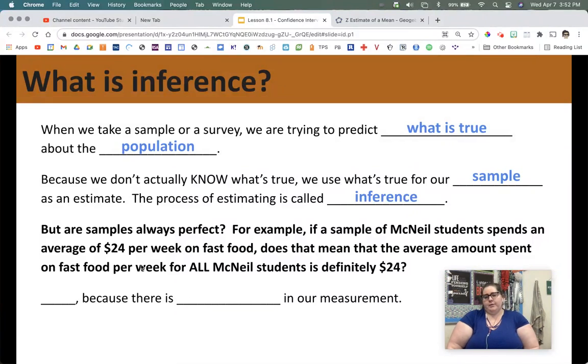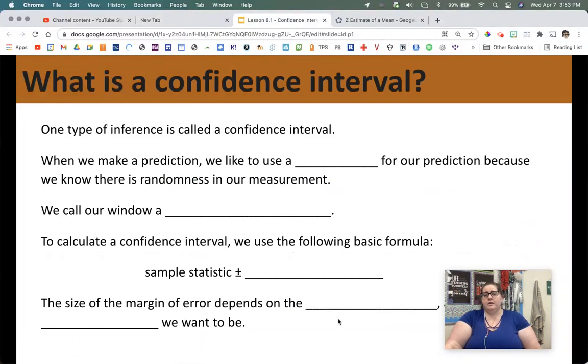Samples aren't always perfect, right? So if I take a sample of McNeil students and find that in that sample, they spend an average of $24 per week on fast food, does that mean that every sample I take is always going to have an average of $24? Well, no, because we know that there's randomness in our measurement. We know that every sample I take is going to be maybe a little bit different. It's not always going to be perfect. So we use what we call a confidence interval. So one type of inference is called a confidence interval.